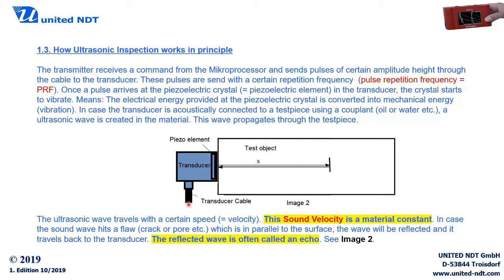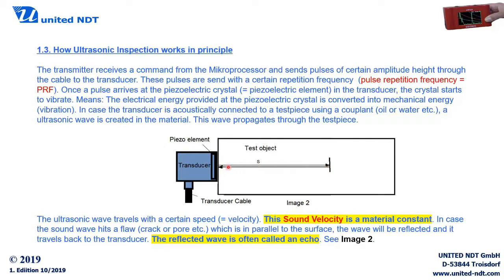That means we are getting a pulse here through that cable to the transducer. It will go towards the piezoelectric crystal or piezoelectric element. That element starts to vibrate, and finally we will have a wave going through the material and hitting a reflector. Here we have a crack, for example. When the reflector is parallel to the surface, the wave will be reflected back.